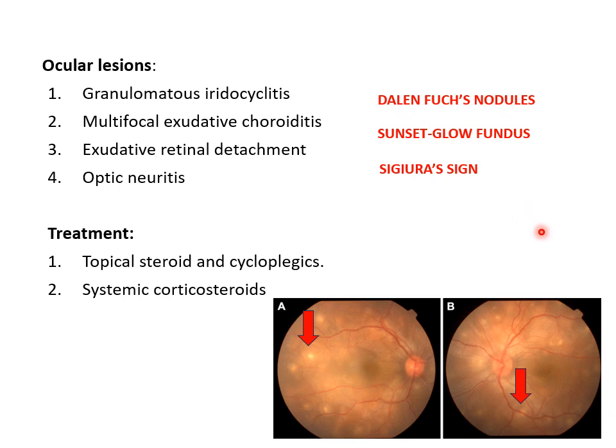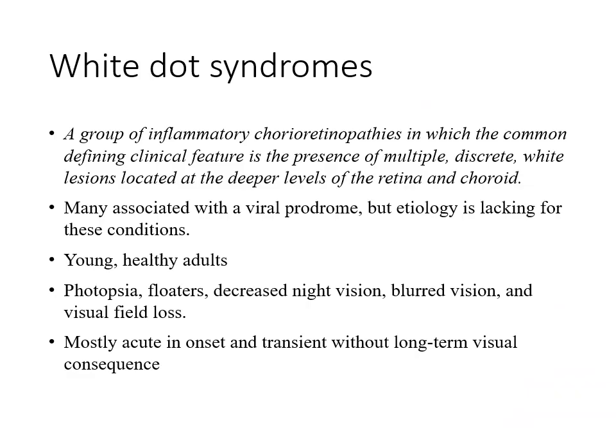And Sugiura sign is basically an anterior segment sign. It is perilimbal depigmentation. That is the Sugiura sign. Treatment is again steroids, cycloplegics, and systemic corticosteroids. So remember, there is an element of anterior uveitis also in this particular entity.